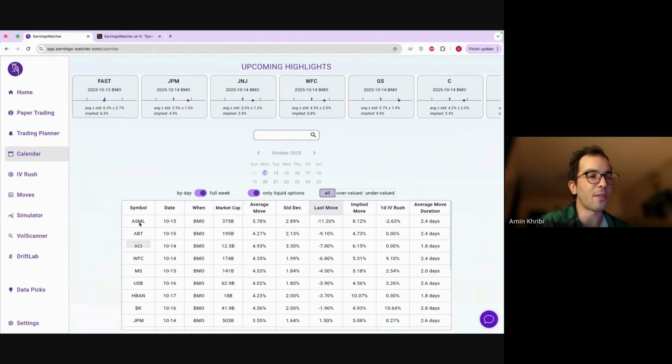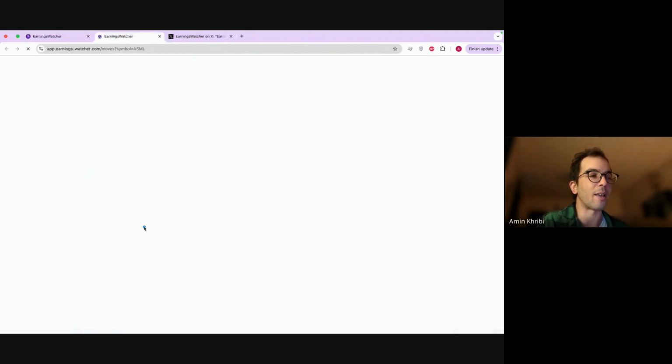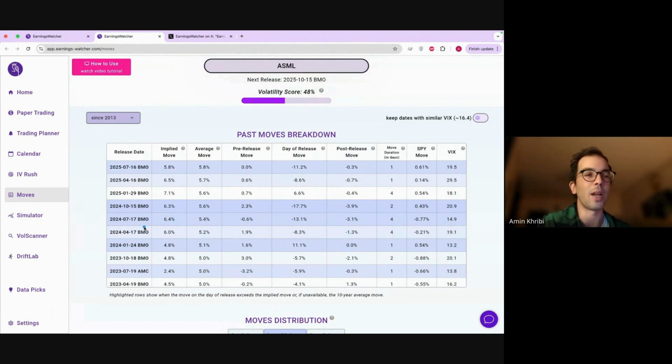Now we notice that the first candidate is ASML with a last move of 11%. That's quite high, actually quite double the average move that we see here. And the current implied seems to be catching up to this recent volatility with around 8.1%. And so let's go ahead and study a bit more of ASML, see how the moves were and what kind of plays we can do.